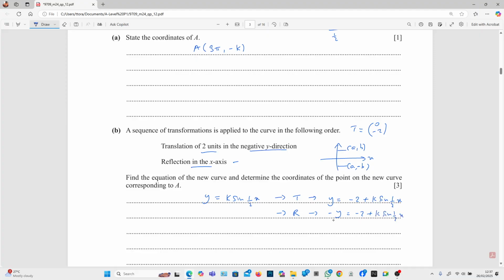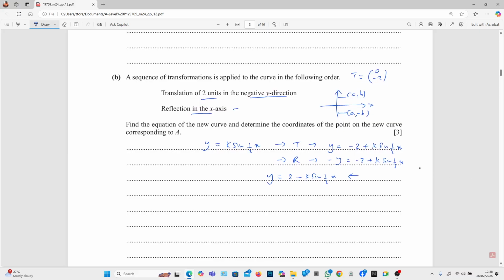Now if I multiply by minus 1 on both sides, I end up with a new equation: y is equal to 2 minus k sine of half x. So that's my new equation. And then in the same question, they're saying we need to determine the coordinates of the point on the new curve corresponding to A.